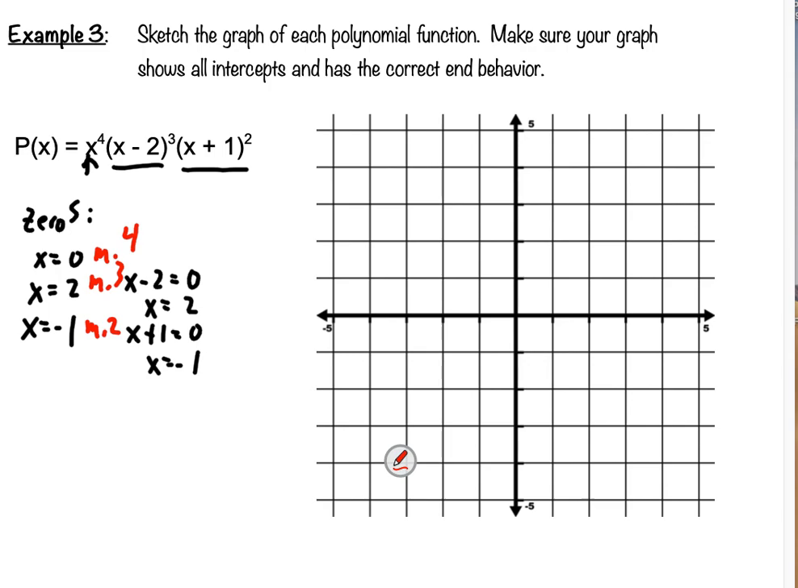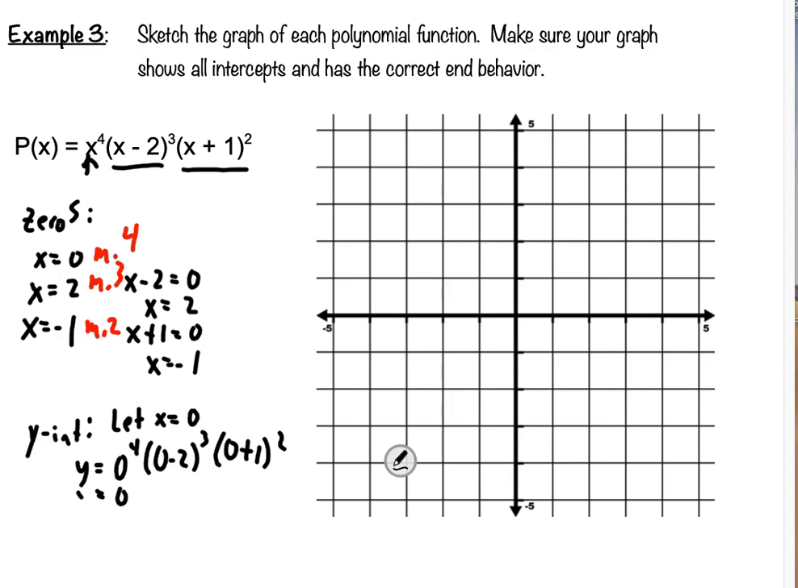All right, so oops, we better do the y-intercept while we're at it. So how do you figure out the y-intercept? Those are the x-intercepts. We're also supposed to find the y-intercept. So you want to go ahead and let x equal 0 and just plug it in there. So if we do that, we end up getting y equals 0 to the 4th times 0 minus 2 to the 3rd times 0 plus 1 to the 2nd. That just ends up giving us 0. Because x was equal to 0, now y is equal to 0, so our y-intercept is simply (0, 0). So let's plot these.